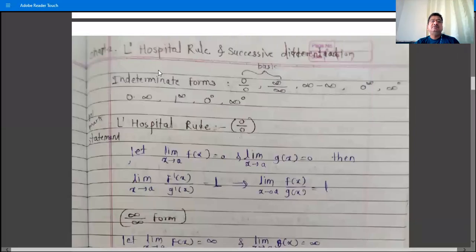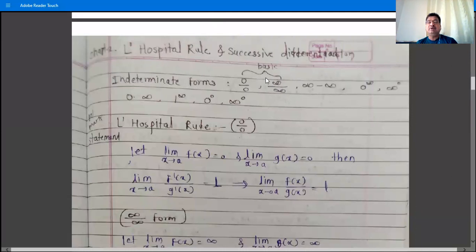Next chapter is L'Hospital rule and successive differentiation. That is second order, third order, nth order derivative. So the first point is L'Hospital rule. First is the indeterminate forms. So 0 by 0 and infinity by infinity are the two basic indeterminate forms.